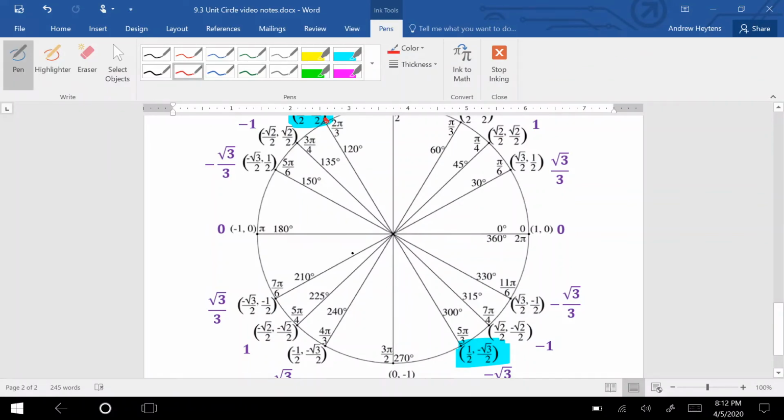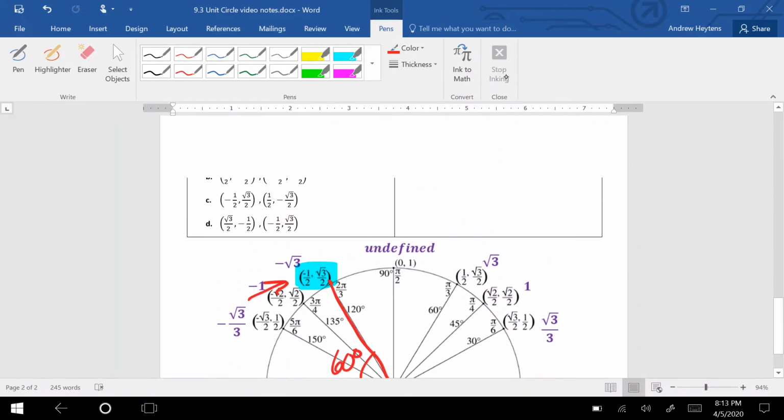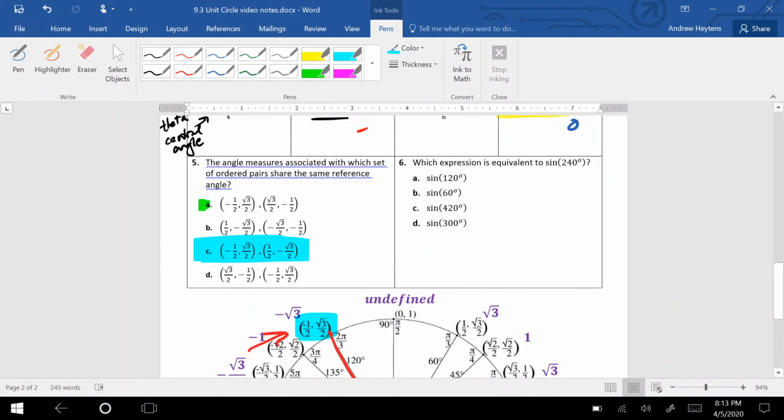This top one I just did, this is my first coordinate, x-axis. This is 60 degrees. Here's the second coordinate, x-axis. This is also going to be 60 degrees. So these two coordinates in blue both have reference angles of 60 degrees. Therefore, they have the same reference angle. So your answer would be C.